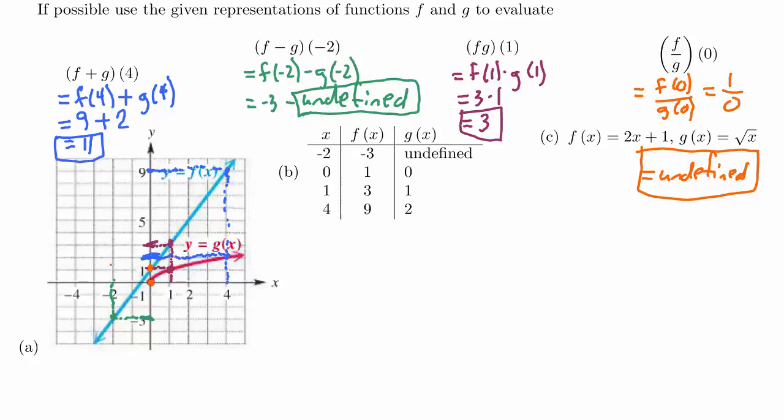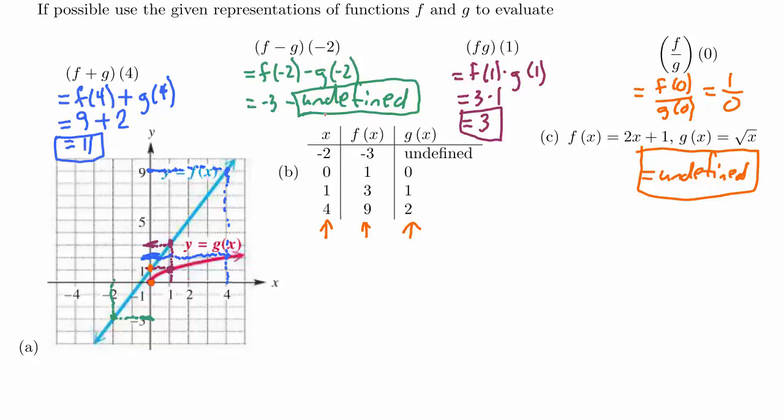Now that was for A. B and C, however, will be the exact same thing. Notice that I have f of 4 plus g of 4. Here, these are my x values, and this column is the f of x, and this column is the g of x. So, f of 4, which means I start at 4 and I go to f, that's 9. And then g of 4, start at 4 and then I go to the g column, that's 2. So 9 plus 2 is 11.